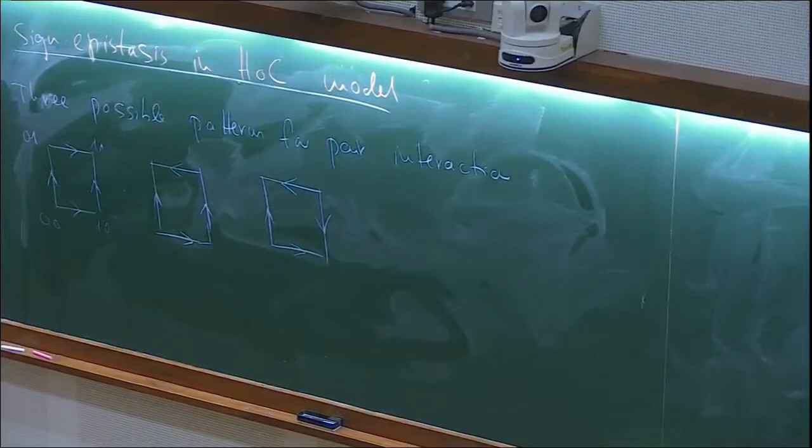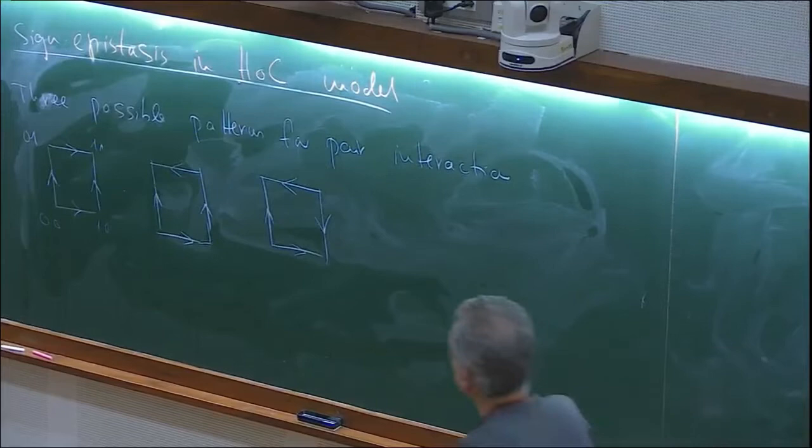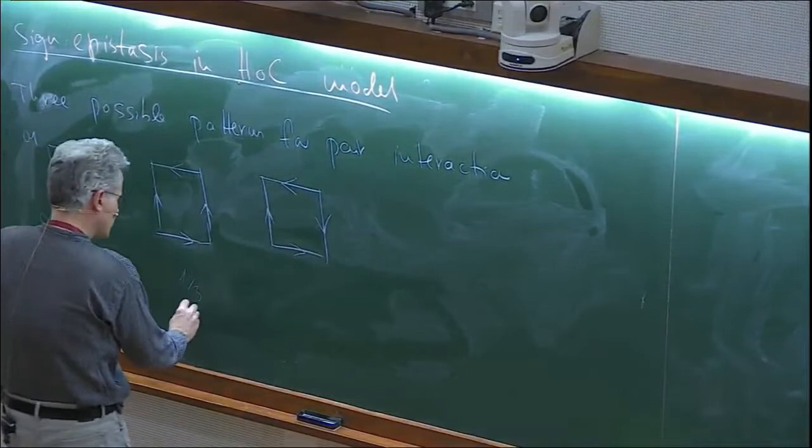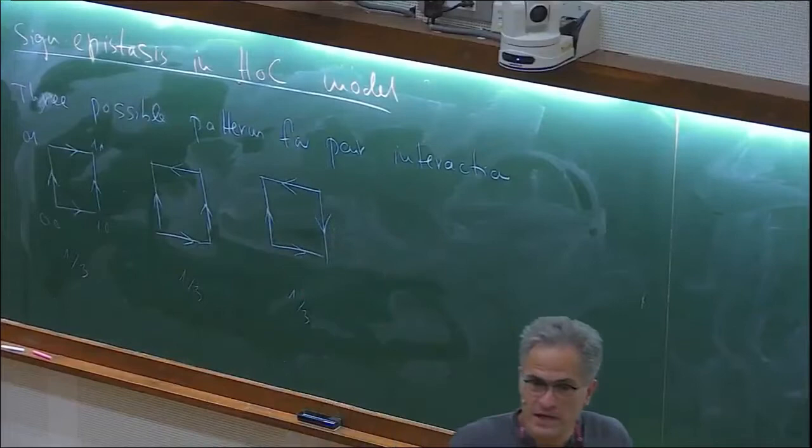That's not very surprising, because in the House of Cards model everything is random, so the order of the fitness values is random, and so on. So the probability of having this is 1/3, the probability of having this is 1/3, and the probability of having this is 1/3. So 1/3 of all the sites will have reciprocal sign epistasis, and 1/3 will have normal sign epistasis, okay?